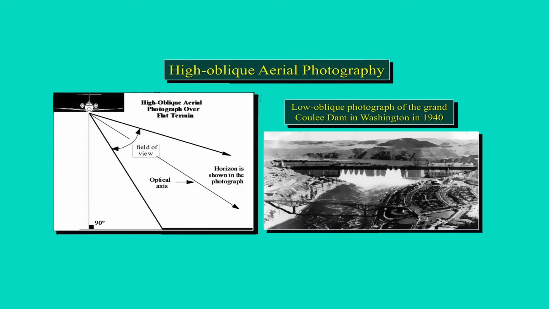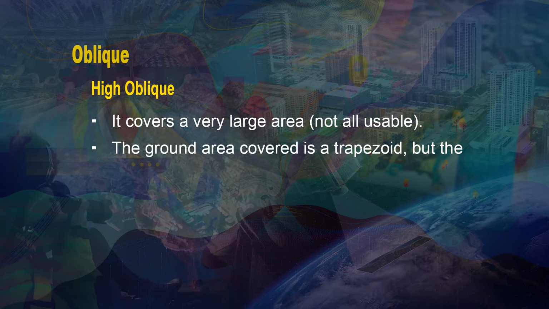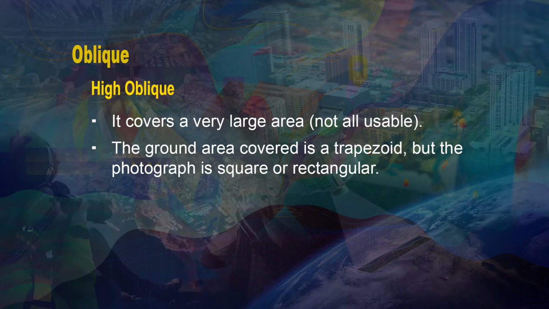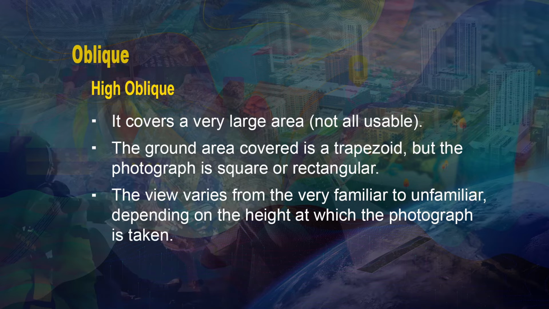High oblique. In this, the photograph is taken with a deliberately tilted optical axis enough from the vertical to show the Earth's horizon. The horizon appears in the photographs. High obliques have characteristics such as it covers a very large area, not all usable. The ground area covered is a trapezoid, but the photograph is square or rectangular. The view varies from very familiar to unfamiliar depending upon the height at which the photograph is taken.